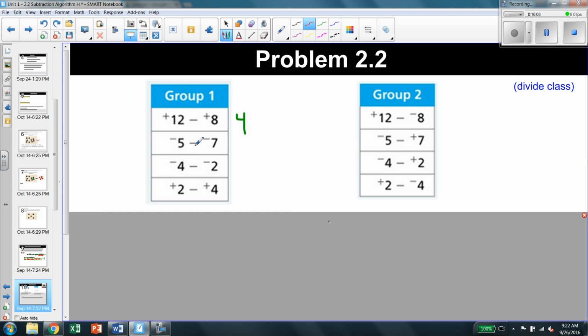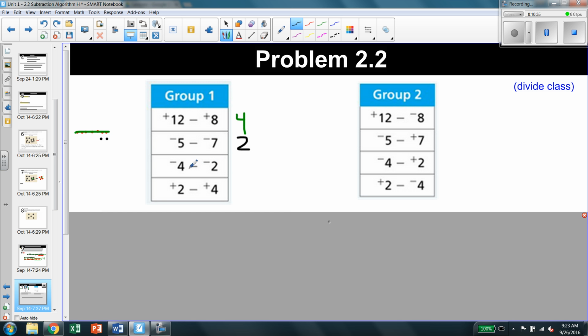Okay. Negative 5 minus negative 7. So I could take 5 negatives. 1, 2, 3, 4, 5. And if I want to take 7 of those away, I can't. So I'd have to add in some 0 pairs. And now I could take away the 7. Right? I could take away the 7 reds. And what are we left with? We're left with a positive 2 right here.